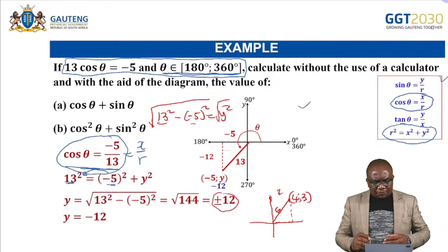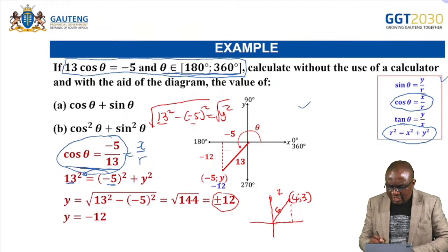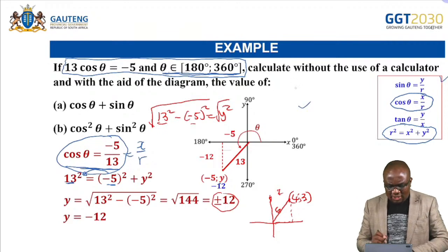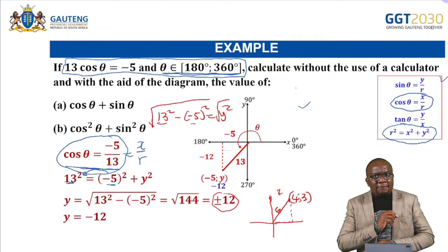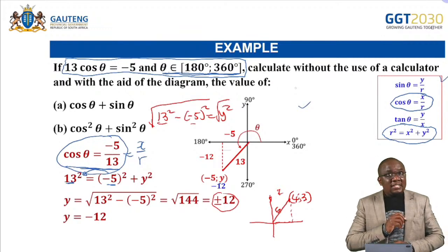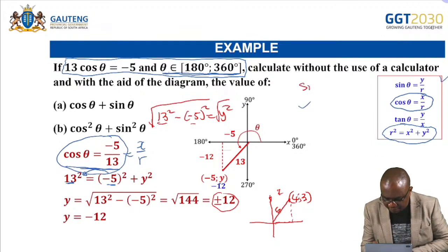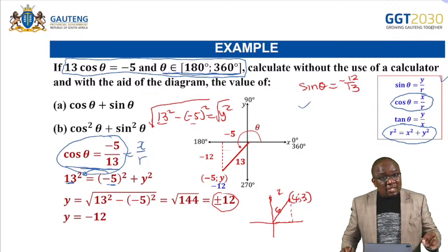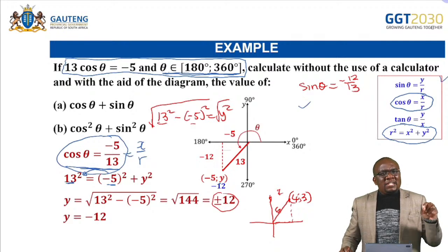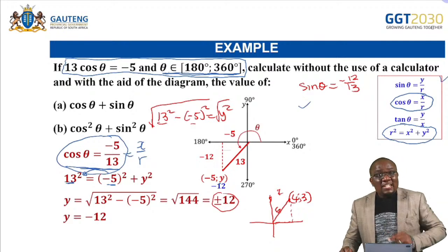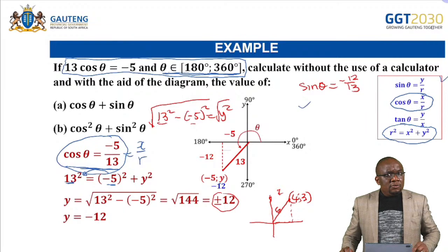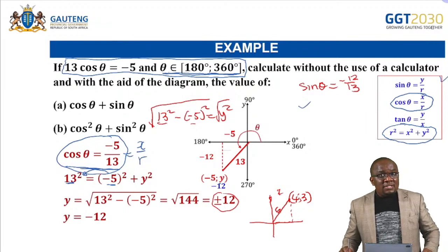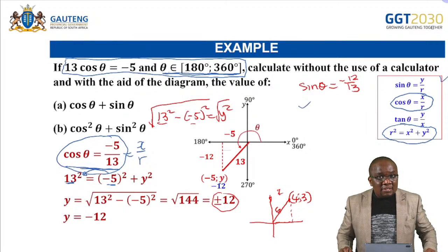Right, let's move on. What did you get, grade 10s? Sine theta is y over r. What is our y? Our y is negative 12. So it means r is 13. So sine theta is equal to negative 12 over 13. Does it make sense? Yes, because it is in the third quadrant, and sine theta in the third quadrant is negative. You see, we're getting a negative answer. You can't get sine theta being positive in the third quadrant. Only tan theta is positive in the third quadrant.